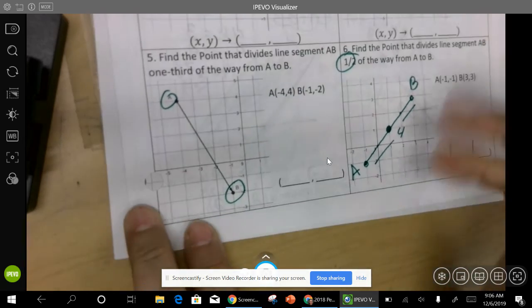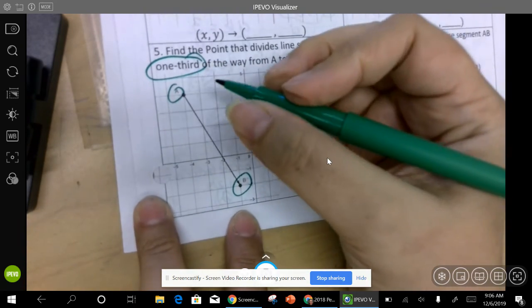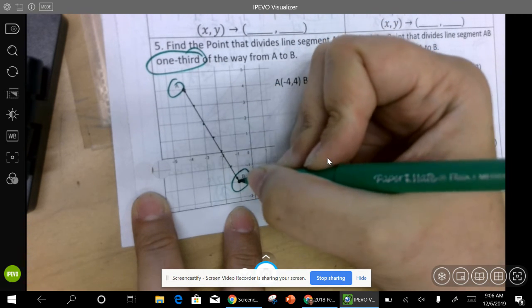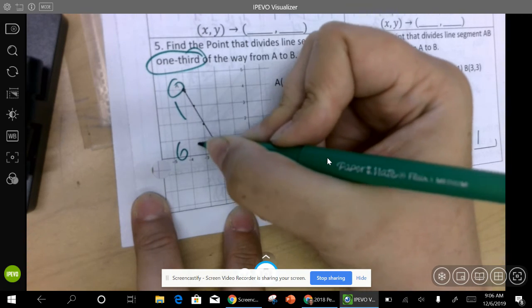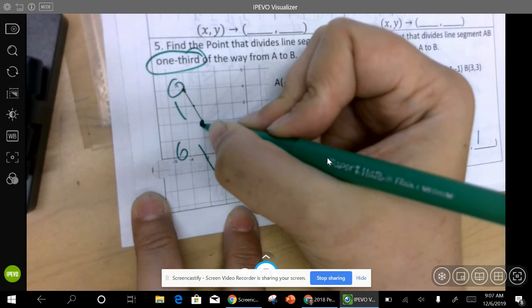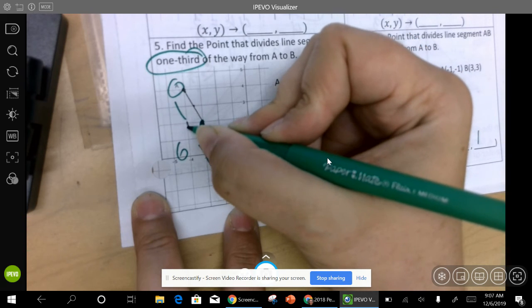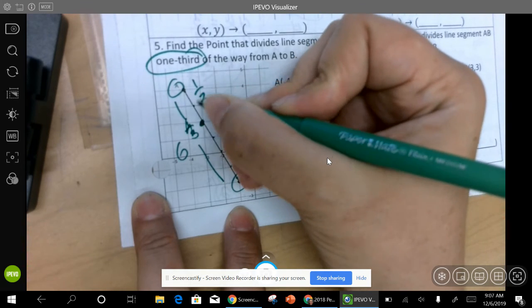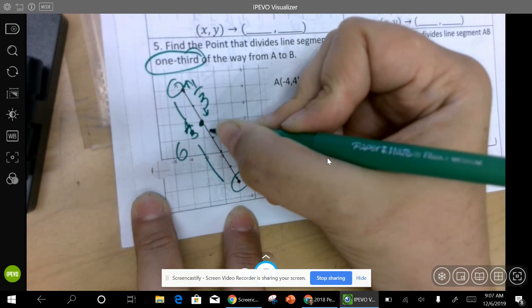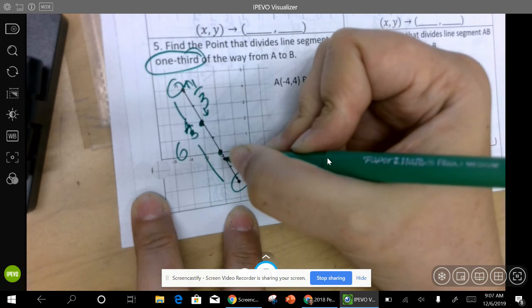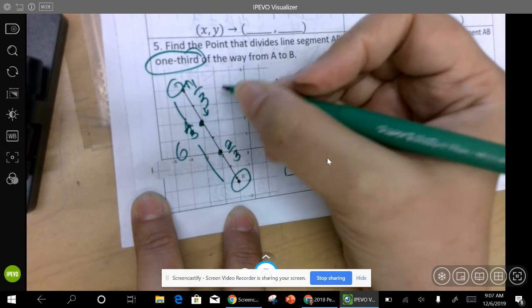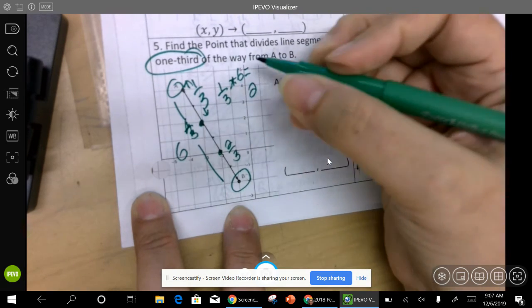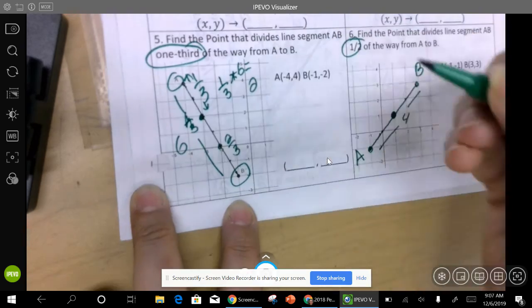Okay, this one, 1/3. So they want us to divide it into thirds. So I go 1, 2, 3, 4, 5, 6. So 6, a third of this is 2. This distance right here is 1/3. Down here would be 2/3, because I know that 1/3 times 6 is 2. So we're going down 1, 2. That's how I got that.